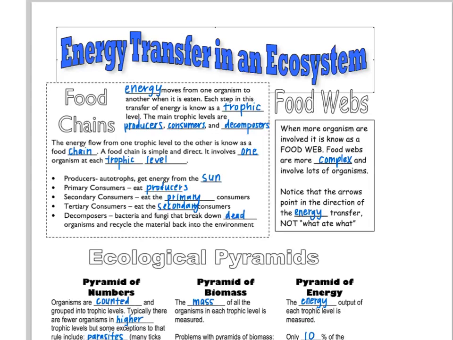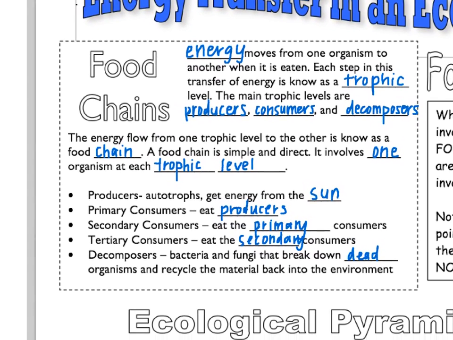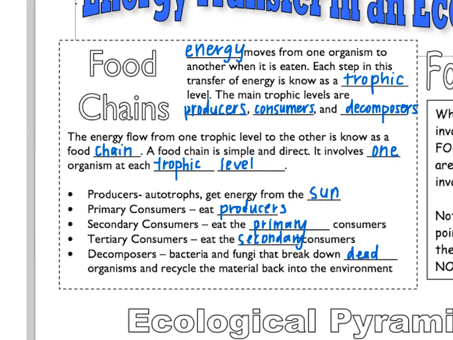Alright, here we're going to look at the energy transfer in an ecosystem. We're going to start with food chains. In a food chain, energy moves from one organism to another when it's eaten. So when one organism eats another, that's where it gets its energy from. Each step in this transfer of energy is known as a trophic level. And trophic levels are given names. The main trophic levels are producers, consumers, and decomposers.